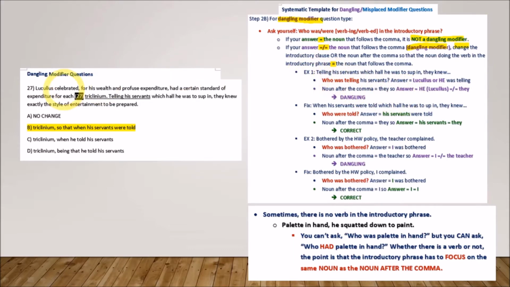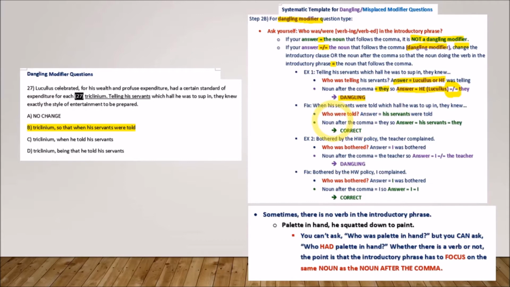Let's look at number 27. "Telling his servants which hall he was to sup in, they knew." So we ask the question, who was telling his servants? Your answer is Lucullus, or he was telling his servants. But the noun after the comma equals they. So the answer, which is he or Lucullus, does not equal they, and therefore we have a dangling modifier. Your fix must make the introductory clause subject and the noun after the comma equal to each other.